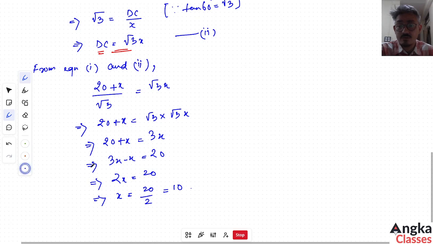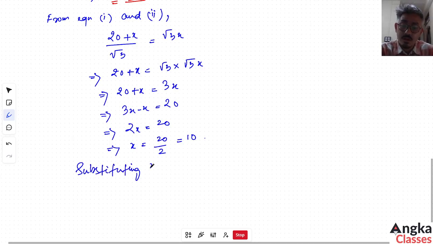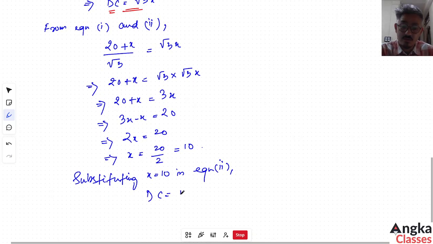Substituting x is equal to 10 in equation 2. DC is equal to root 3x. This is root 3 into 10. Root 3 is 1.732, into 10.